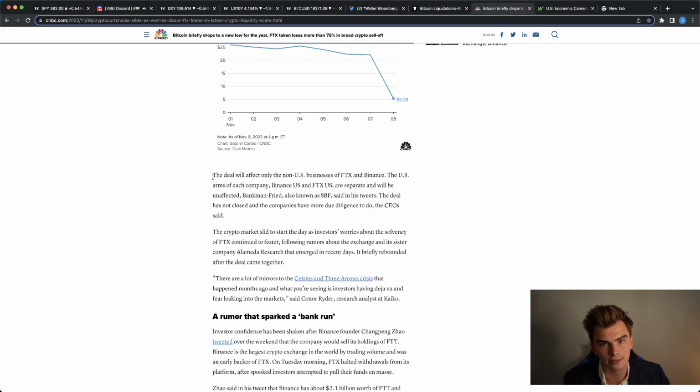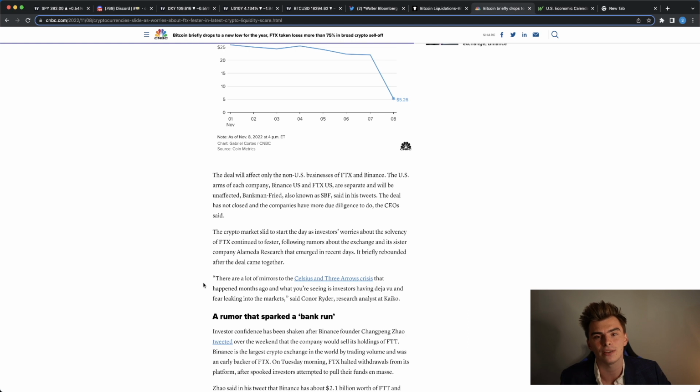Now, this is the point that is causing a lot of concern. If they can't make a deal and FTX really has this liquidity crisis going on, then you could see more liquidations, the FTX token selling off even more due to all of this uncertainty, which can drag down the crypto markets and can also drag down the equity markets too, which is why we're talking about that in this video here. We typically don't talk about the crypto markets or crypto in general, but this is very relevant to what we have going on, just looking at markets in general here. There are a lot of mirrors to the Celsius and Three Arrows crisis that happened months ago, and what you're seeing is investors having deja vu and fear leaking into markets. That's essentially what we're looking at here.